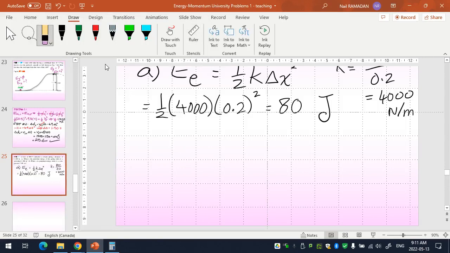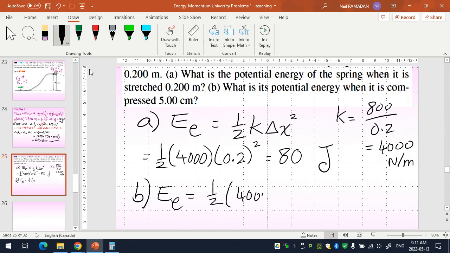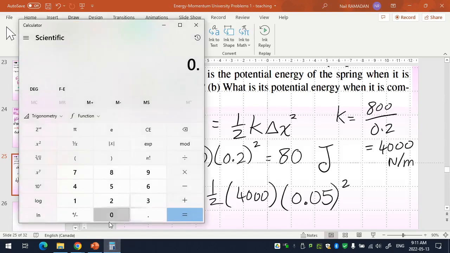Great. What's the second part of the question? What is the potential energy when it's compressed 5 centimeters? Well, same thing. We don't have to calculate the K because we already have it. So E equals 1/2, and my K is 4,000. But now my compression is 5 centimeters, or 0.05 squared, times 0.5 times the 4,000. Just 5 joules.